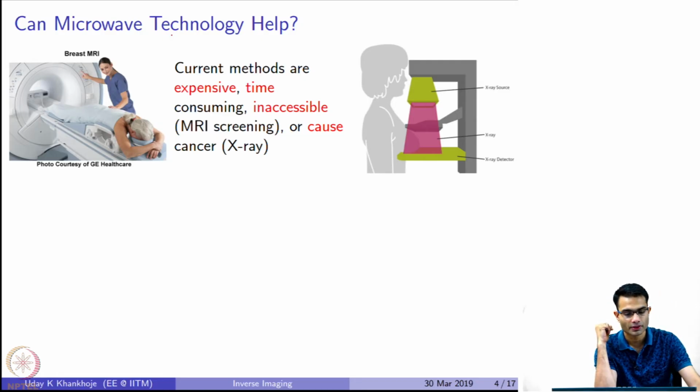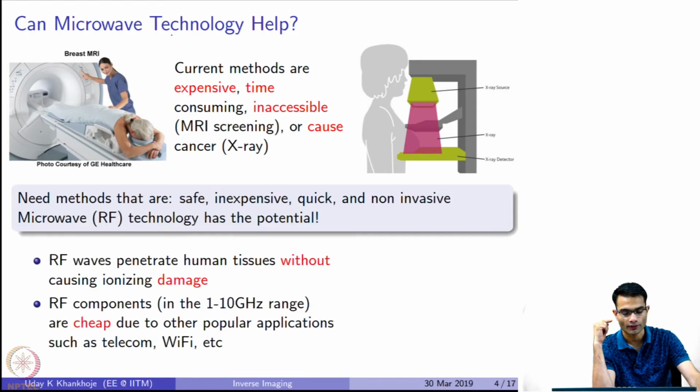So here is the question: can microwave help us in any way, right? So of course we need methods that are safe, meaning no radiation damage, and if this big divide between rural India and urban India has to be bridged, then it has to be inexpensive, quick. Of course, non-invasive is something that everyone wants, right? I don't want to have a biopsy done every time I want to check for this. So non-invasive is a no-brainer. We want non-invasive, right? So the claim is that microwave or radio frequency RF technology has the potential for at least these two reasons.